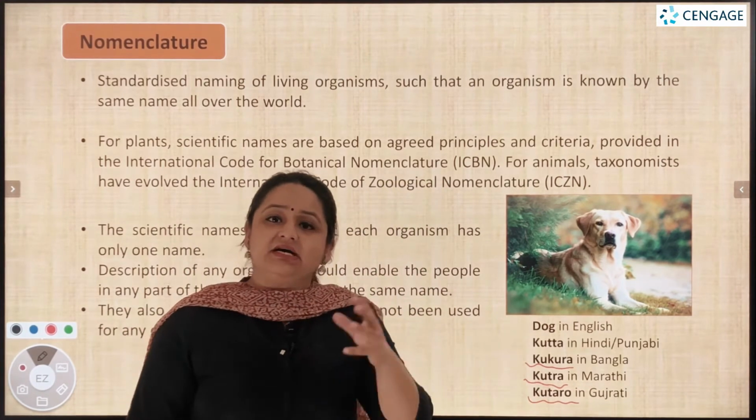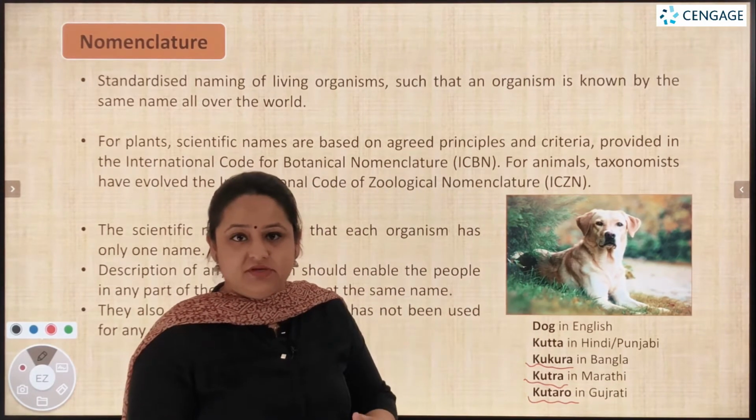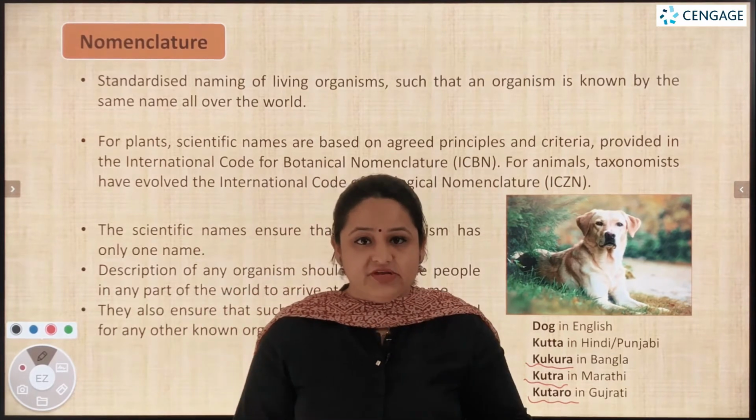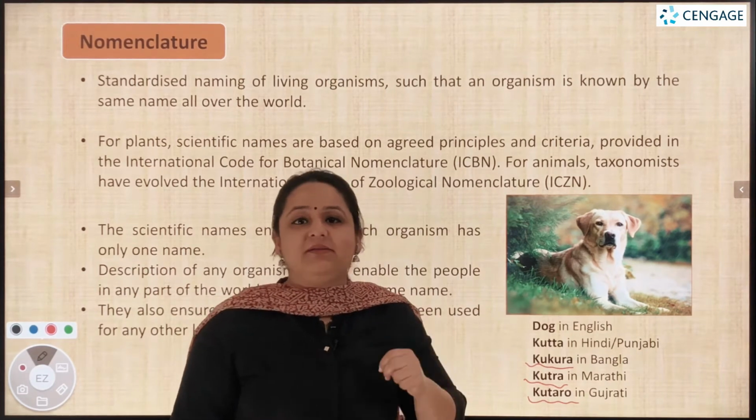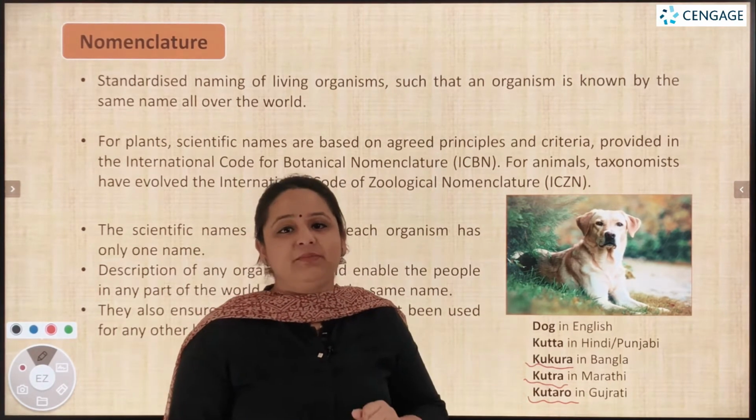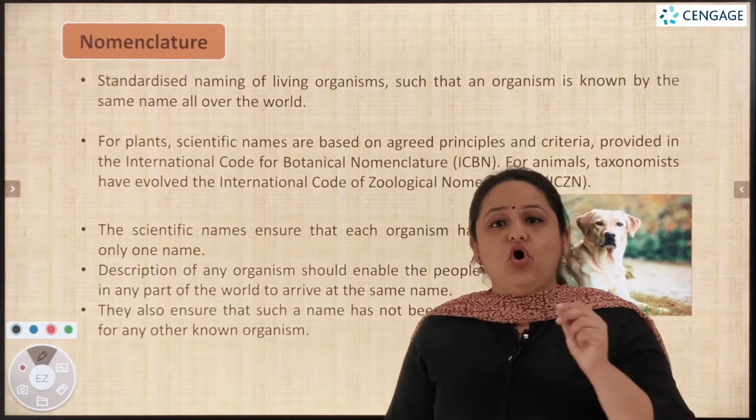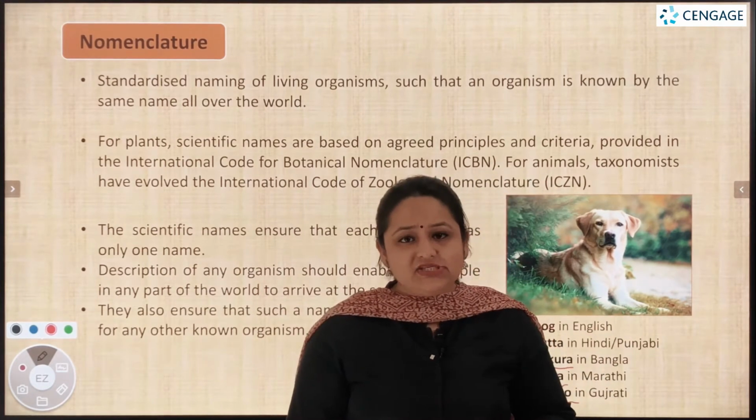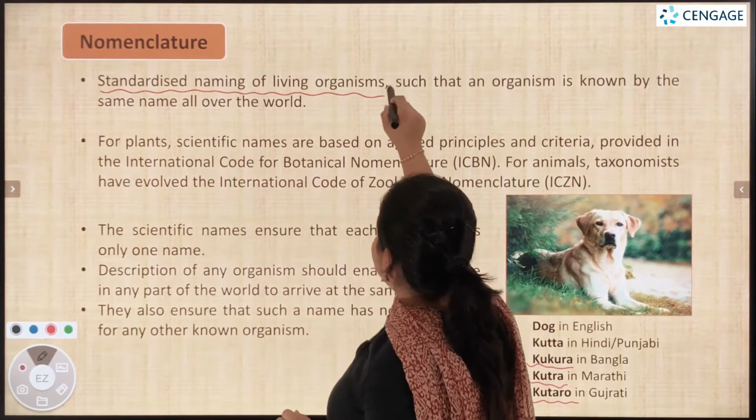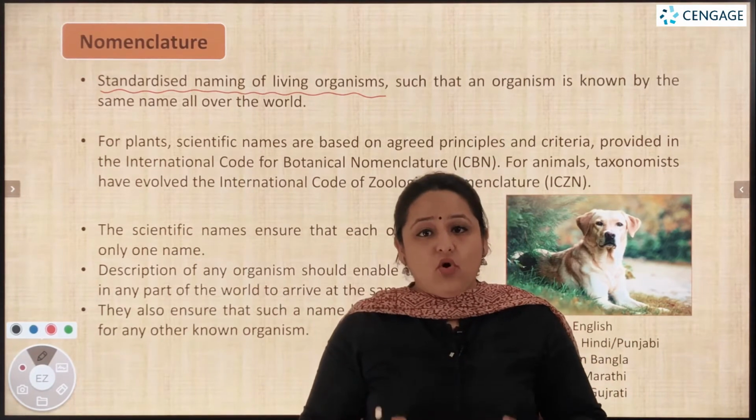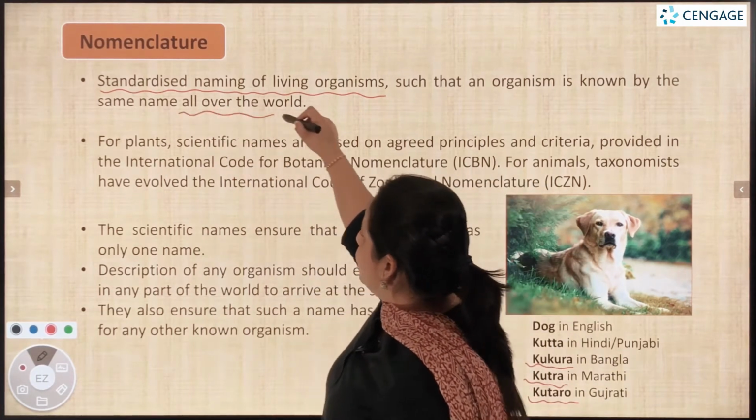So we can see that in our country itself, this organism is known by various different names. So now if scientists of two different regions have to come and discuss this organism, they themselves will become confused about the name itself, leave alone the characterization. So here the role of nomenclature comes in. Nomenclature refers to the standardized naming of living organisms such that an organism is known by a single name throughout the world.